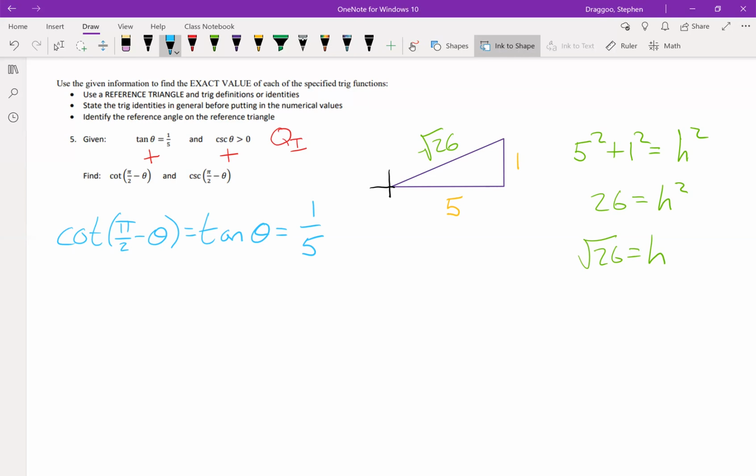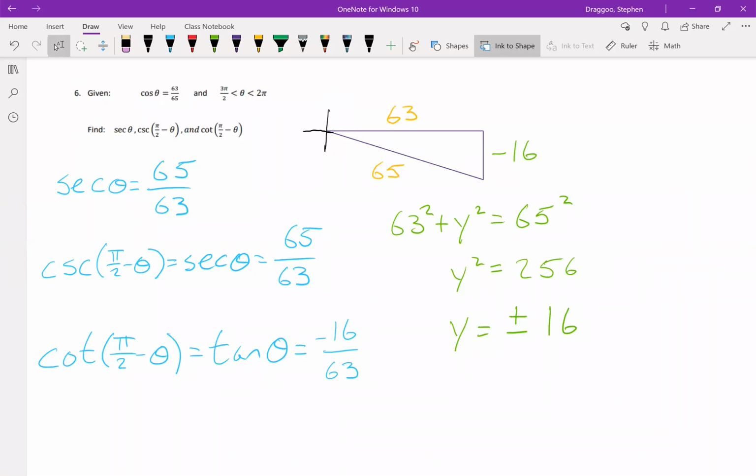Cosecant of pi over 2 minus theta. Well, from the cofunction identities, we know that this is equal to secant of theta, which is hypotenuse over adjacent. So square root of 26 divided by 5.